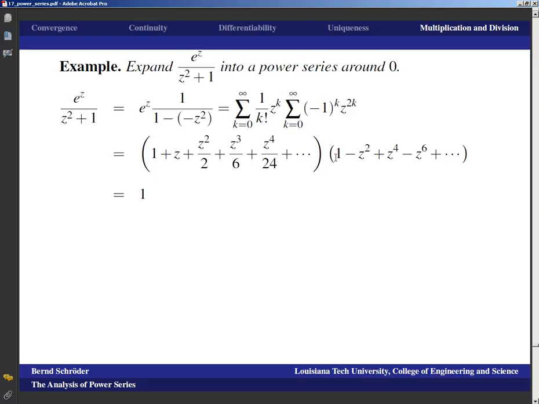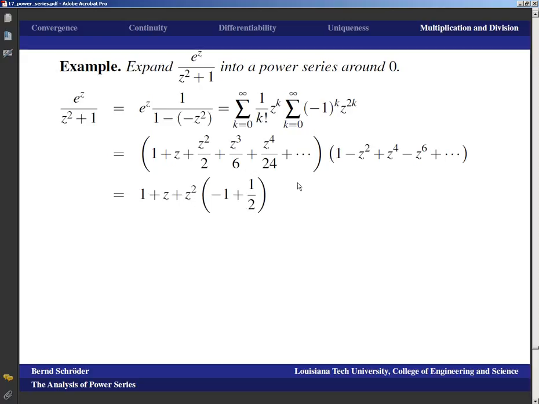So this is 1 times 1, and if I multiply this 1 with anything else, I don't get a constant term anymore, and I don't get constant terms from here either. So that's that. Then I get plus z, because I get z times 1, and if I do any other multiplication, I get terms of order higher than z. Then we get z squared times negative 1 plus 1/2.